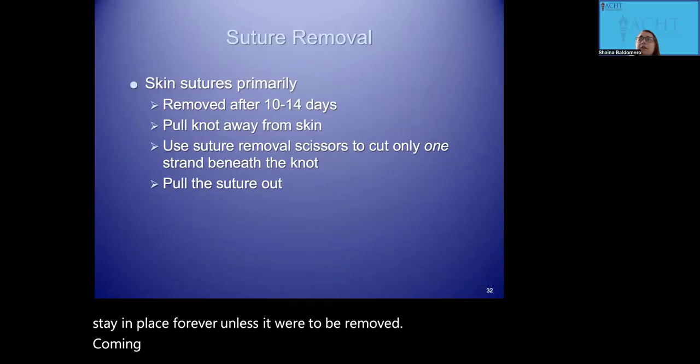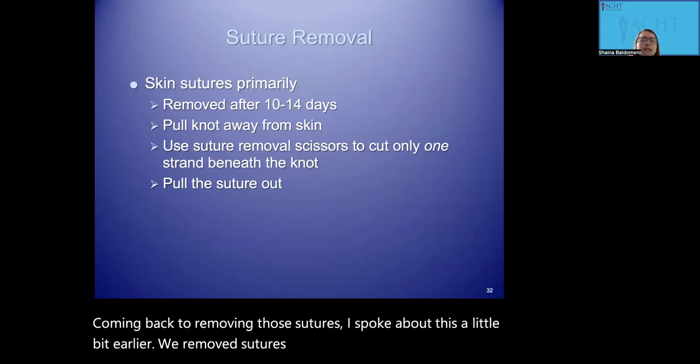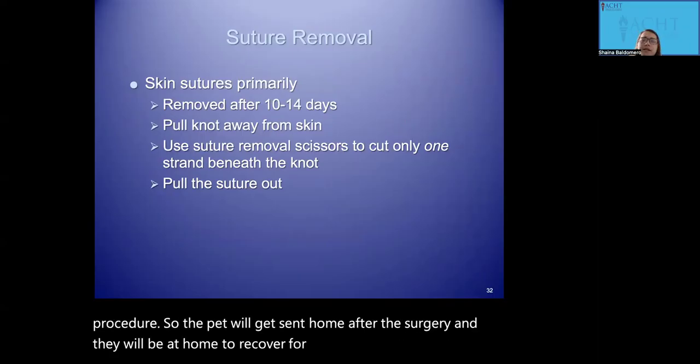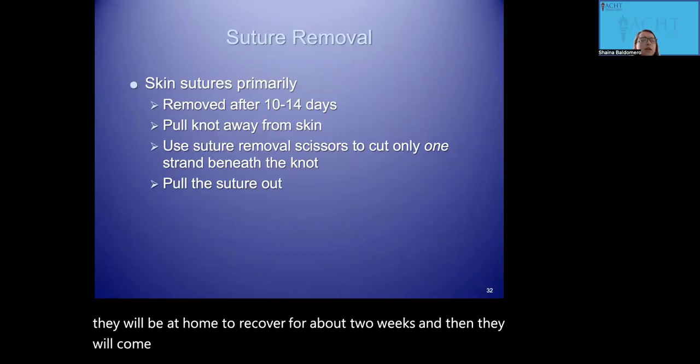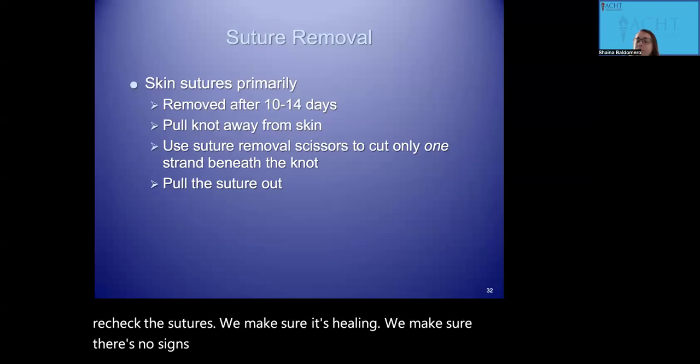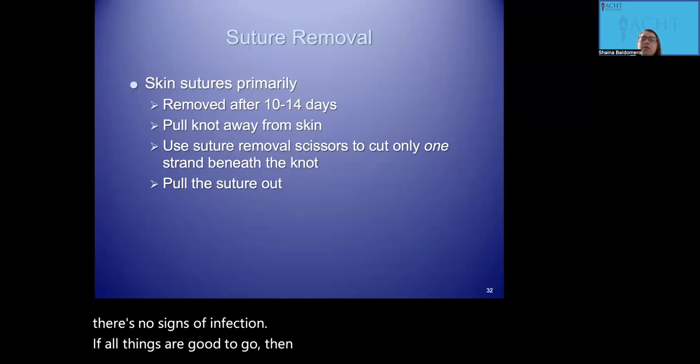Coming back to removing those sutures, I spoke about this a little bit earlier. We remove sutures about 10 to 14 days post-surgical procedure. So the pet will get sent home after the surgery and they will be at home to recover for about 2 weeks. And then they will come back in for their recheck appointment. This is when we recheck the sutures, we make sure it's healing, we make sure there's no signs of infection. If all things are good to go, then we will go forward and remove the sutures.